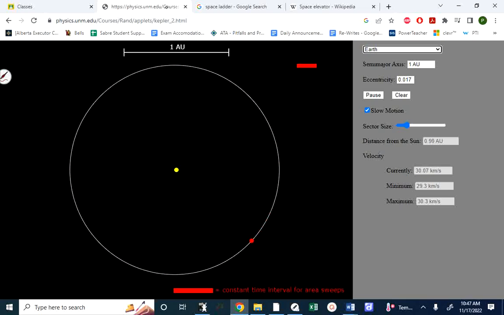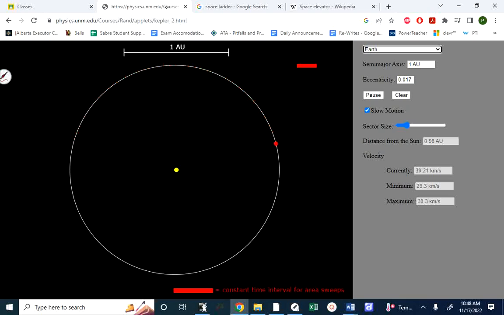And what that tells me is that when Earth is on the left-hand side of the sun, the bright yellow dot is the sun, it's further away from the sun. And my reasoning is if it's further away, the force of gravity is less, so it's not accelerating as much. And in fact, you can see the distance from the sun changes.